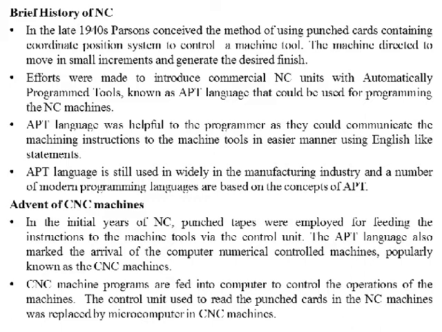So these NC machines, which make use of APT language, led to computer numerical controlled machines, which are also known as CNC machines. The CNC machine program is fed to the computer to control the operations of the machine. The control unit is used to read the punched cards wherein the instructions are punched in the NC machines, and this was replaced in the CNC machines by a microcomputer. So a microcomputer replaced the punched cards, and that is what a CNC machine was.